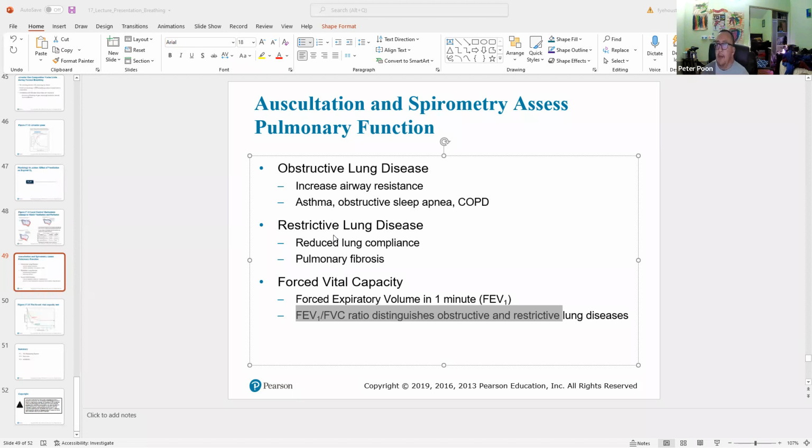One of the ways to measure the difference between the two is to measure the vital capacity ratio versus the FEV. The FEV1 is the forced expiratory volume in 1 minute, for obstructive lung disease.